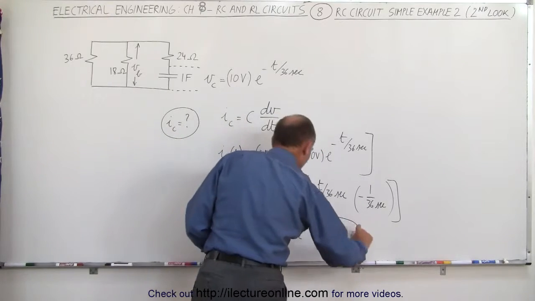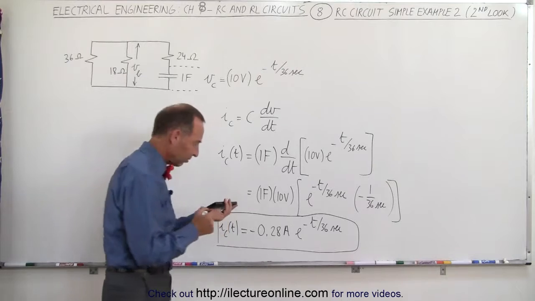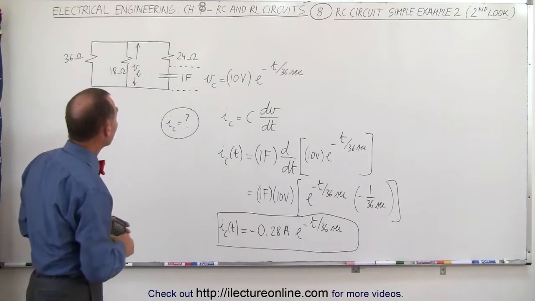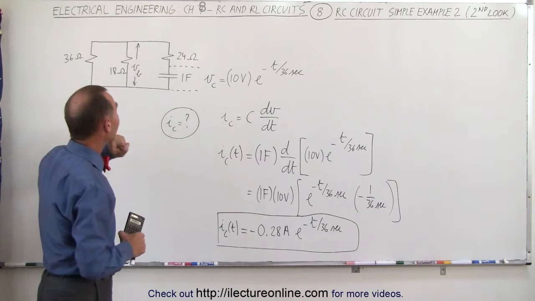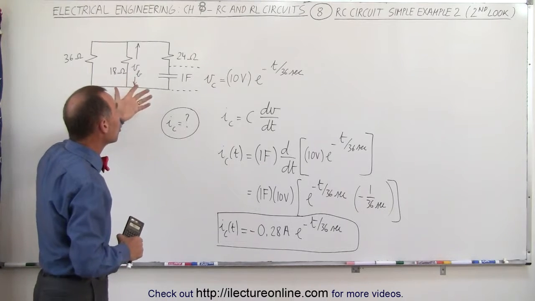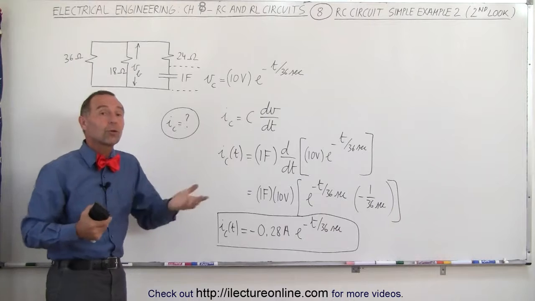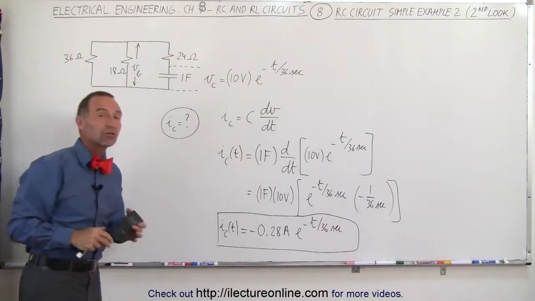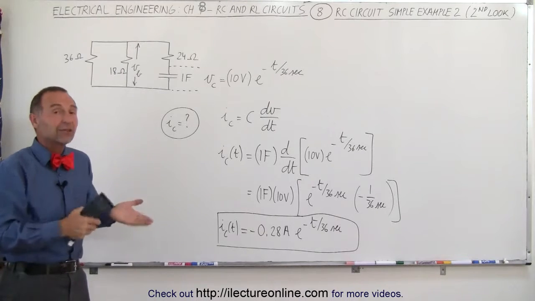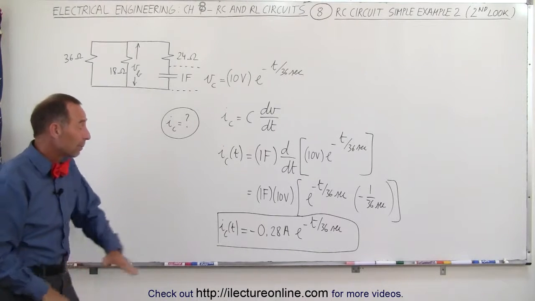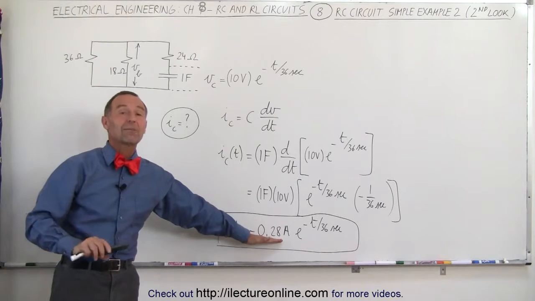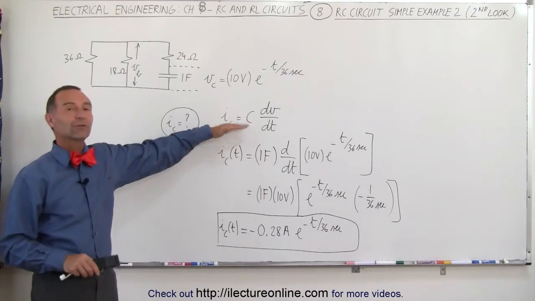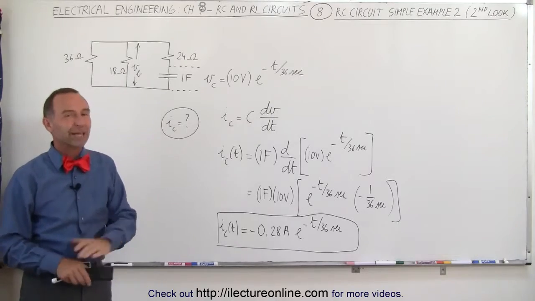The only difference between our answer here and the answer that we got in the previous video is the negative sign, but again, that's not relevant in this case. The reason it's not relevant is that we do not know in which direction the current was going to flow. In the first place, we had no indication in which direction the initial current would flow, and therefore positive or negative doesn't make any difference. But the answer is exactly the same as we got in the previous video by taking the definition of the current through a capacitor. And that's how it's done.